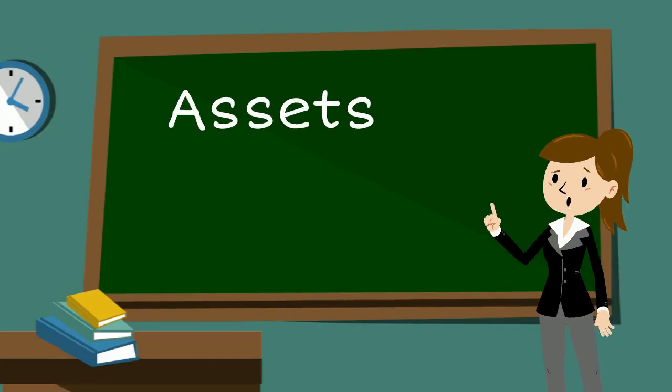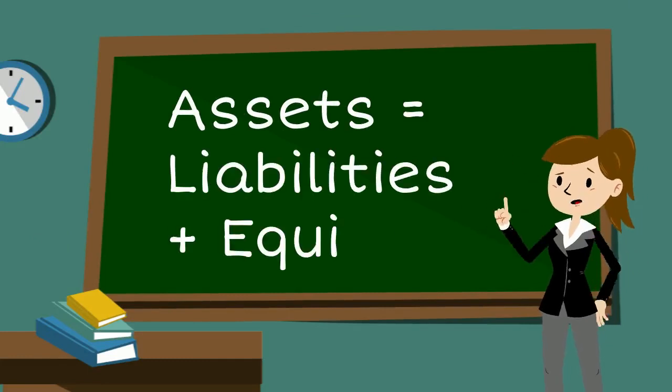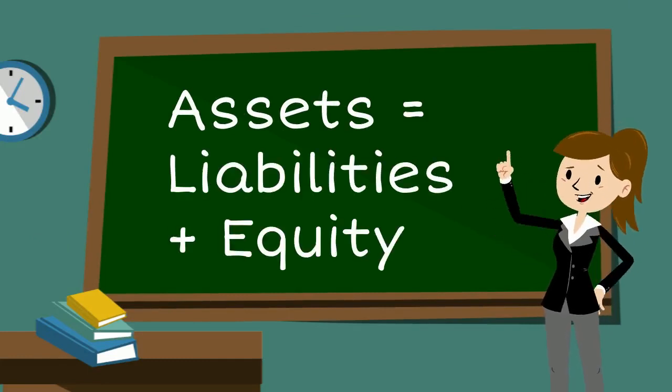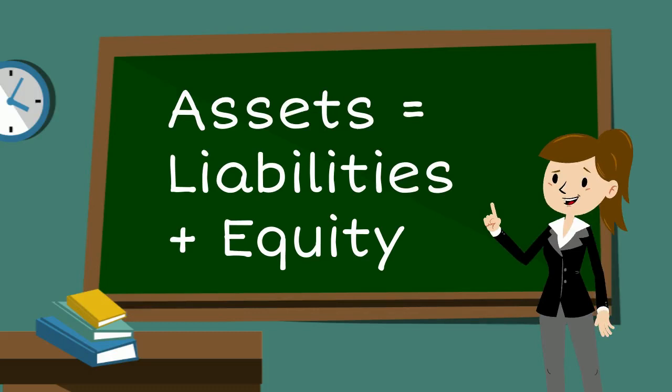In summary, the accounting equation is used to report the financial position of the business. It reports what the company owns, their assets, what a company owes, their liabilities, and the net worth of the company or equity.